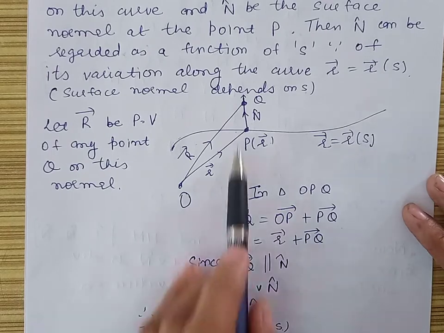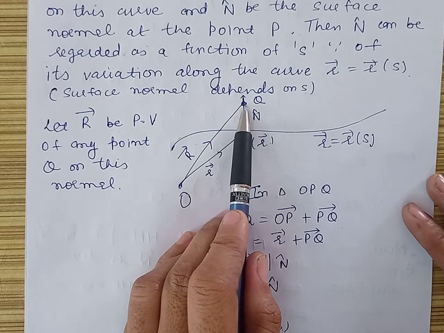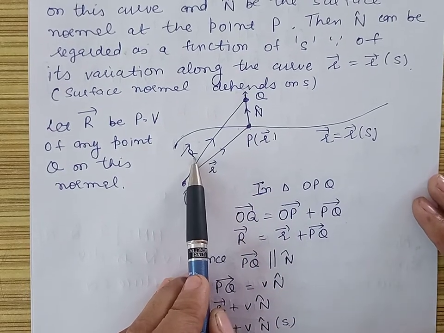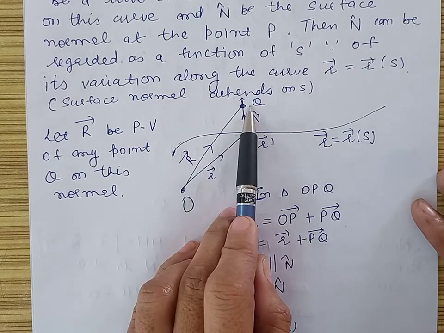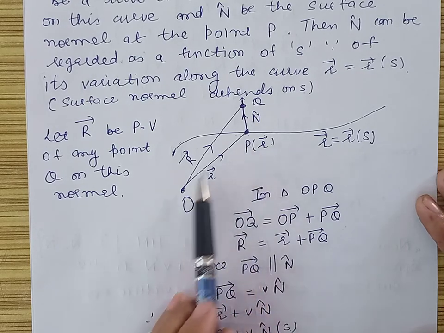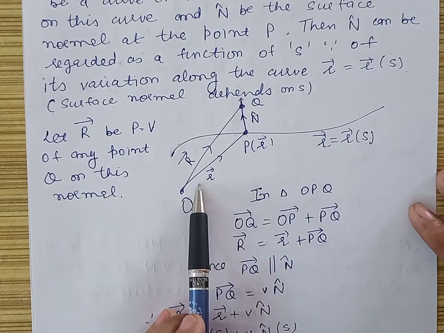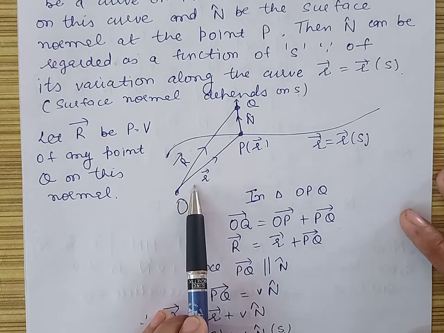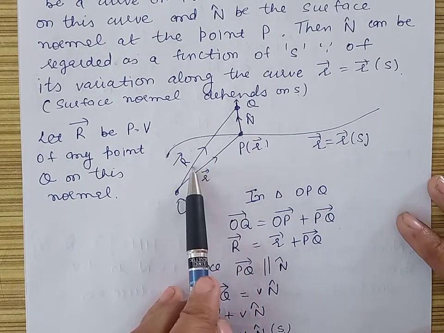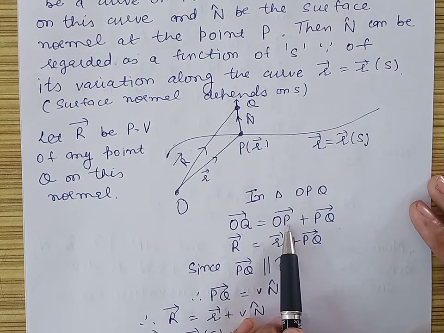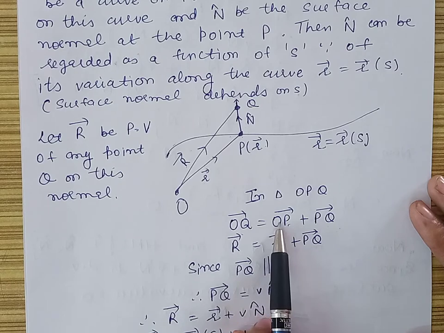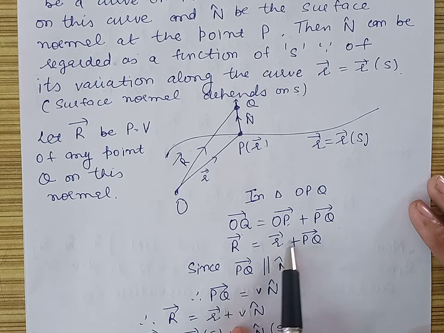Now, let us take Q to be any point on this normal, and let capital R be the position vector of the point Q, and small r the position vector of the point P. Then in the triangle OPQ, we can use the triangle law of vector addition. We have vector OQ = vector OP + vector PQ. Now vector OQ is R, and vector OP is r, so R = r + PQ.